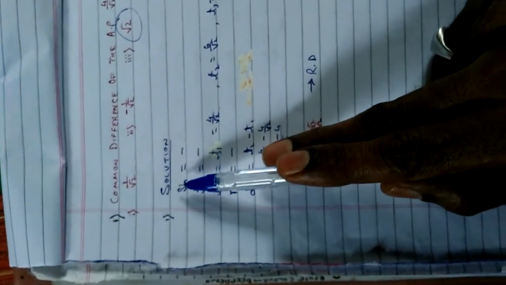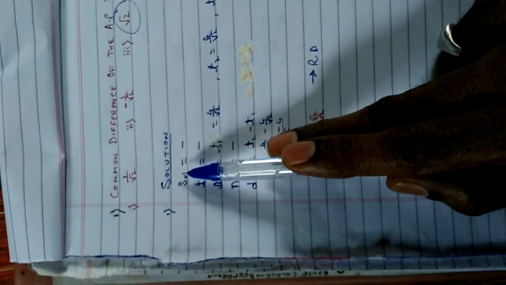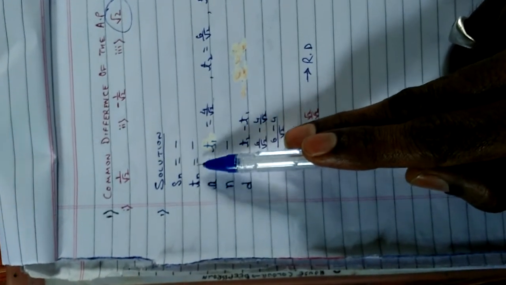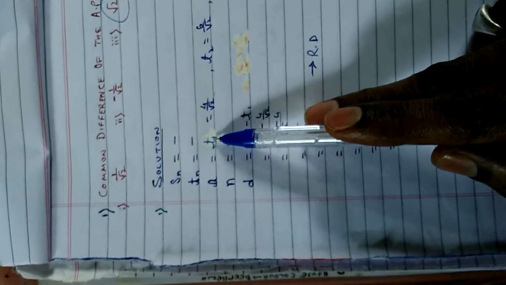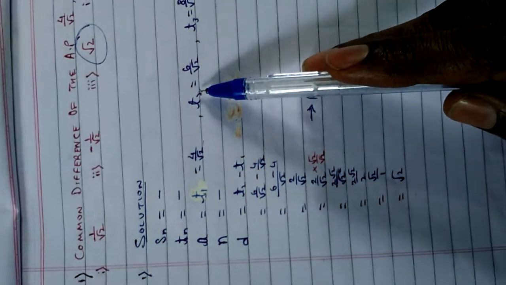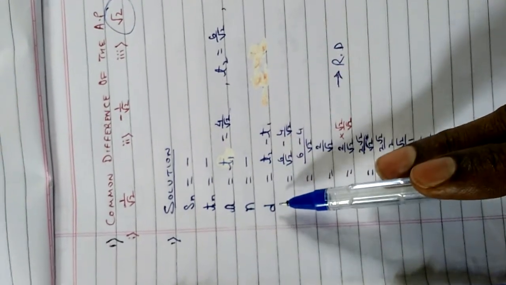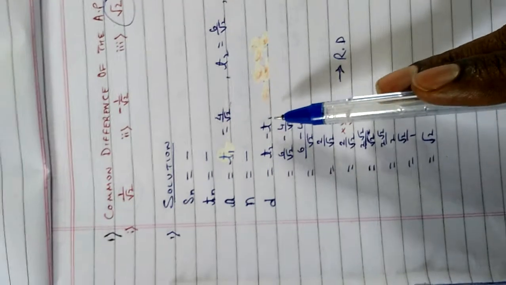Solution. We first write stand. Here Sn means sum of the n number of terms. Tn means the last term. A means the first term, that's T1. T2 means the second term, T3 the third term and so on. N number of terms. D difference in every next term, that is T2 minus T1.